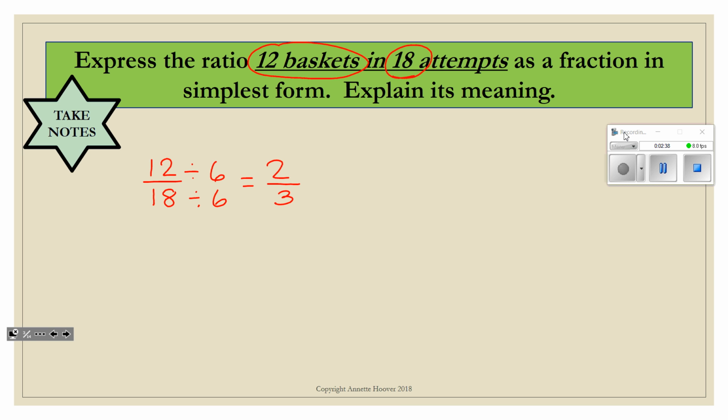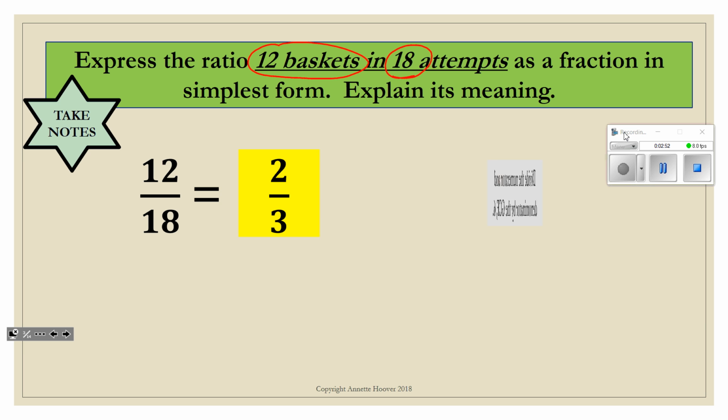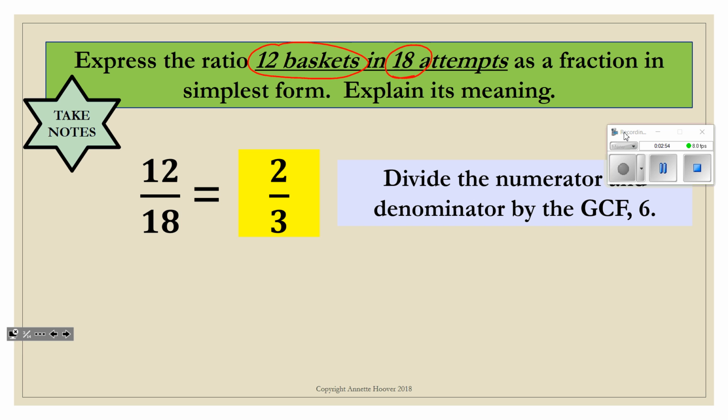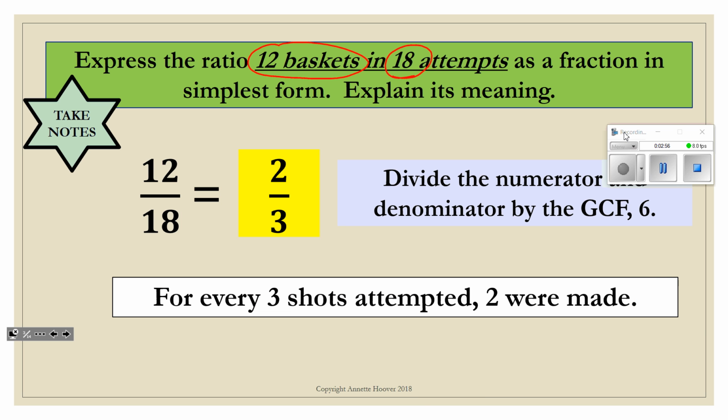Now, we don't read it 2/3. 2/3 is the way you read it as a fraction. But since it's a ratio, we read it 2 to 3. So it looks like a fraction, but we read it as a ratio. So here it was, simplified. And what does that mean? It means that for every 3 shots that they attempted, 2 were made.